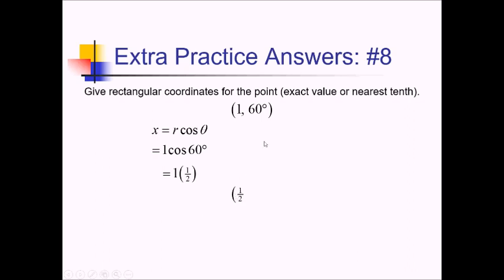For the y value, that's going to be r times the sine of theta, which in this case is 1 times sine of 60 degrees. Sine of 60 is radical 3 over 2, so 1 times that gives us root 3 over 2 for the y value.